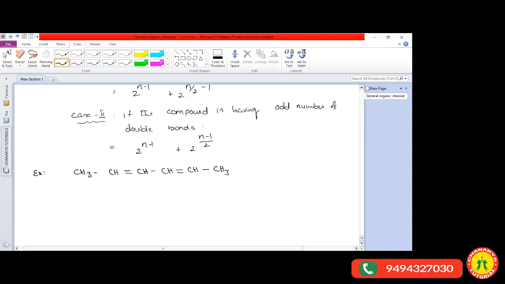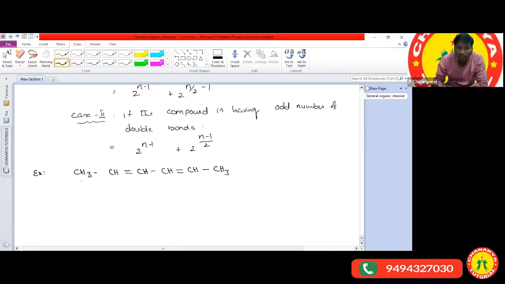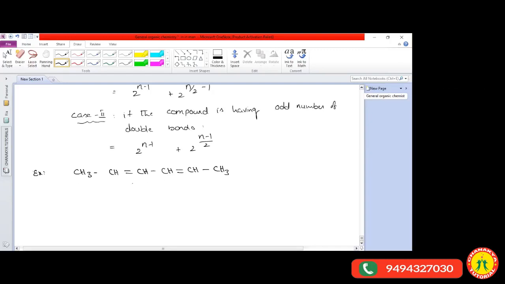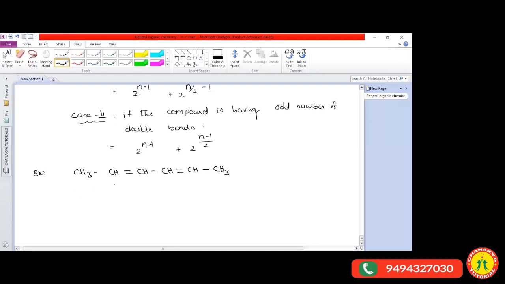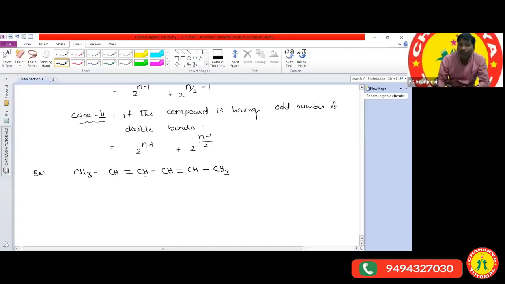2 to the power of 2 minus 1. Which formula? First of all, let us see. Is it case 1, even, or case 2? It is case 1, even. An even number of double bonds are there. First, we have to check the number of double bonds. If you see, we have 2 double bonds, and 2 is an even number. While having an even number of double bonds, we can use the formula 2 to the power of n minus 1 plus 2 to the power of n by 2 minus 1.